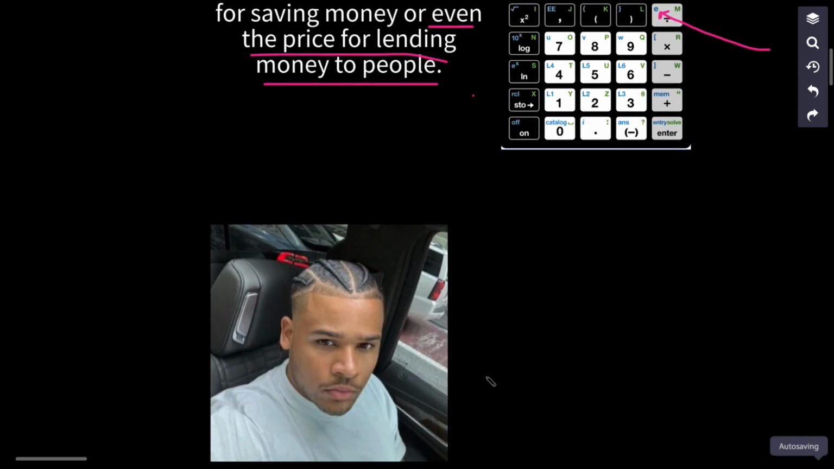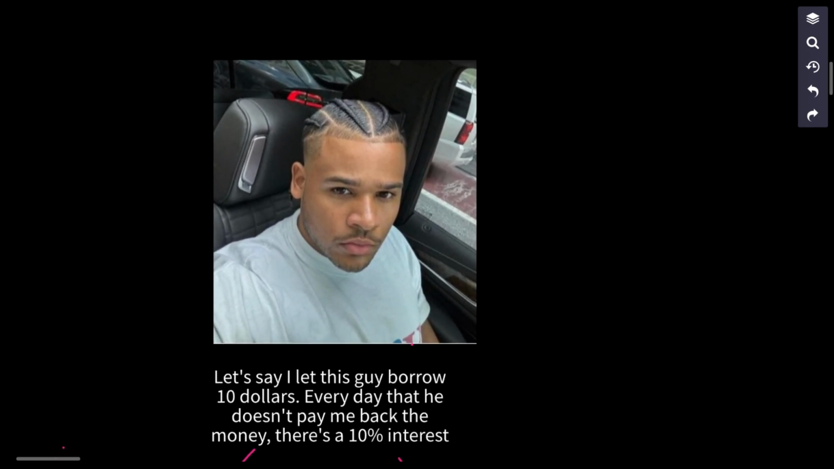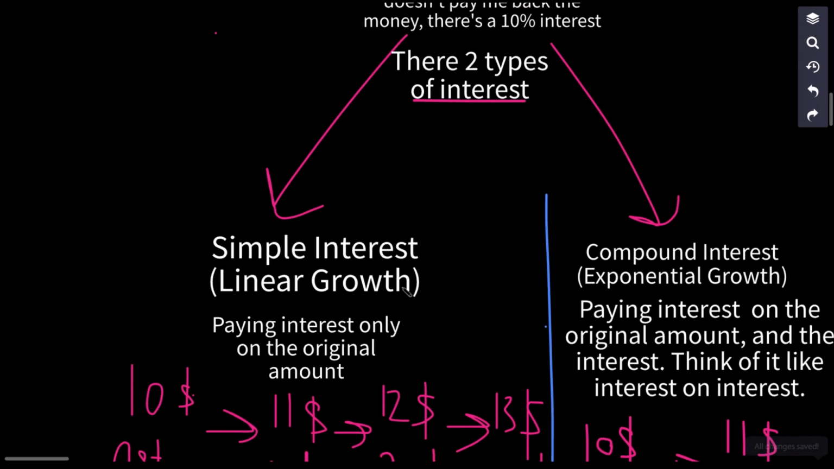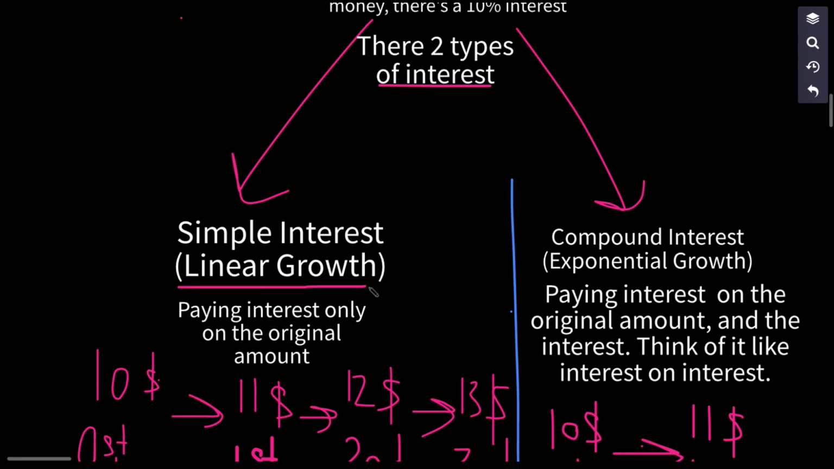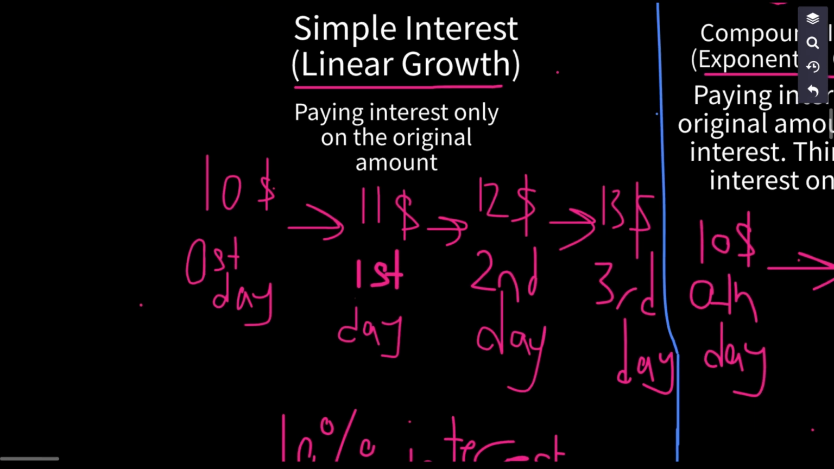So let's give an example. Let's say I let this guy borrow $10, and every day he does not pay me back, there's a 10% interest. Now, there are two types of interest we're going to be looking at. There's simple interest, which you can think about as linear growth, and there's compound interest, which you can think about as exponential growth. Let's get into linear growth.